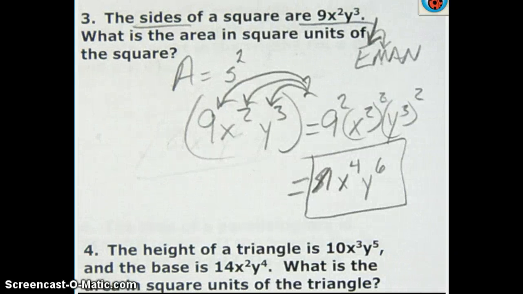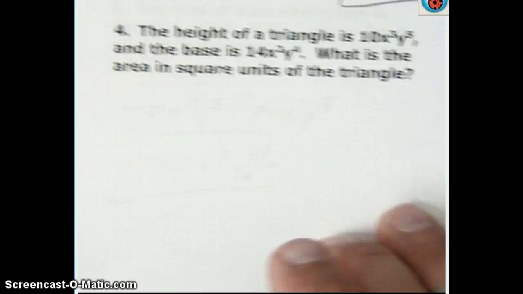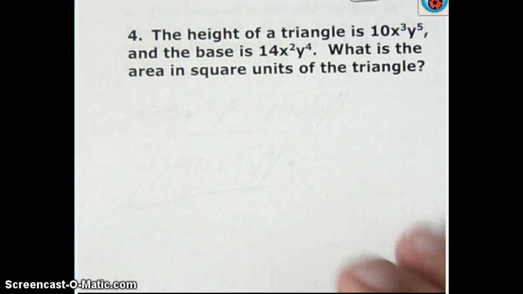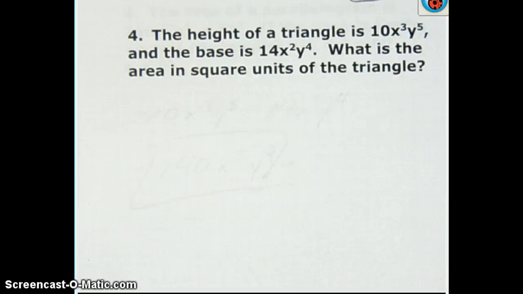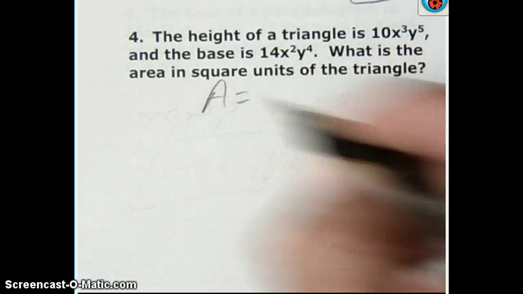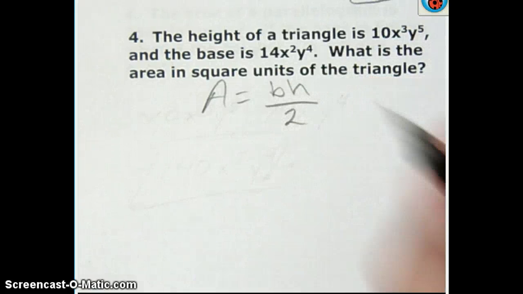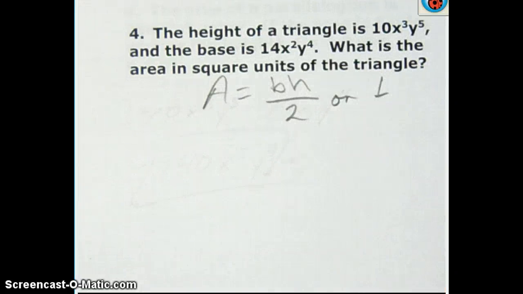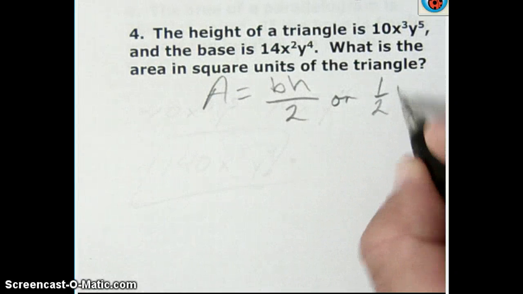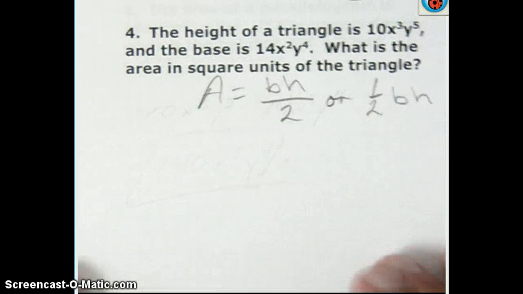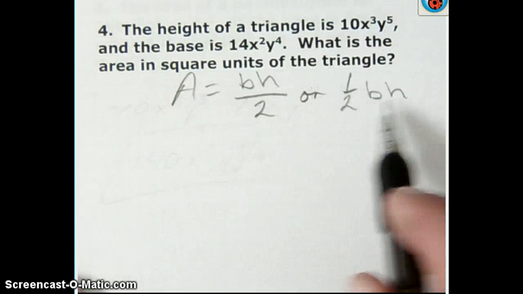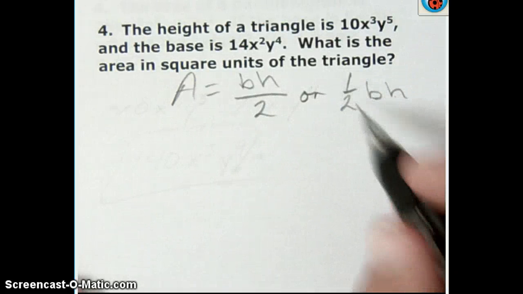And then lastly for this set of problems is question number 4. The height of the triangle is 10x cubed y to the 5th, and the base is 14x squared y to the 4th. What's the area in square units of the triangle? Well, the area of a triangle is the base times the height divided by 2. Or we could write it as 1/2 of the base times height. Either way you do it, you're going to have a multiply situation, and then we're going to take the coefficients and divide it in half.